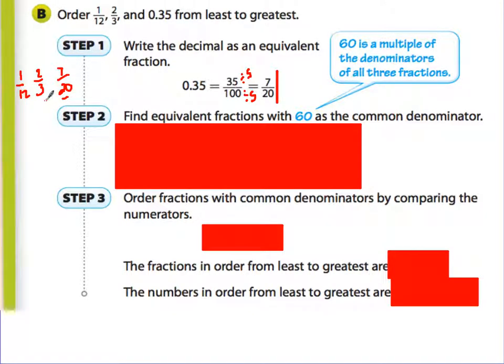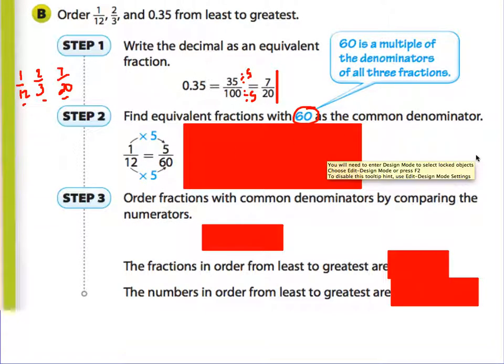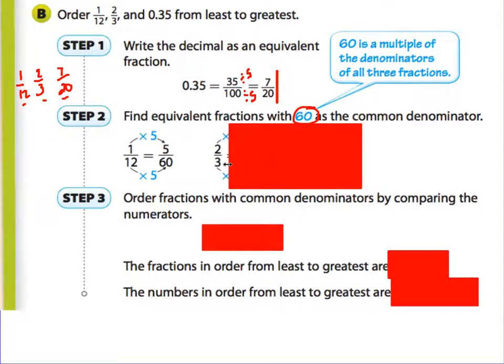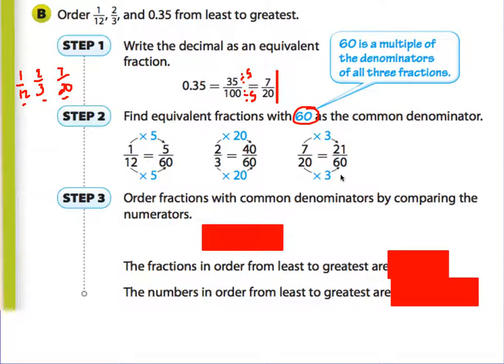In order to compare them, all of these have to have a common denominator. And in this case, 60 is the least common denominator. So I'm going to change all of these to have a denominator of 60. So to do that, I start with 1/12. I know that to go to 60, I have to multiply by 5. And what I do to the top, I do to the bottom. So I get 5/60. And then I know that to go from 3 to 60, I multiply by 20. And what I do to the top, I do to the bottom. And then in order to go from 20 to 60, I multiply by 3. And what I do to the top, I do to the bottom.